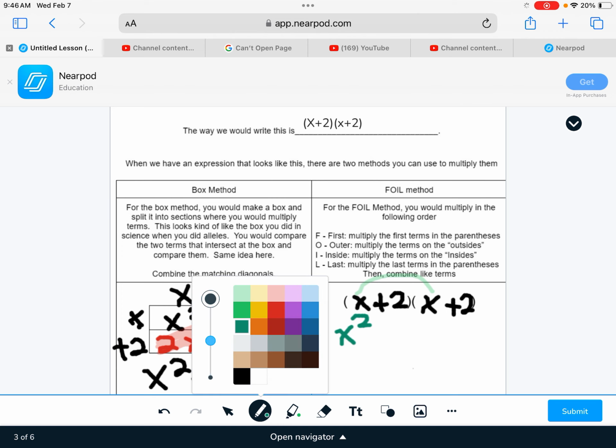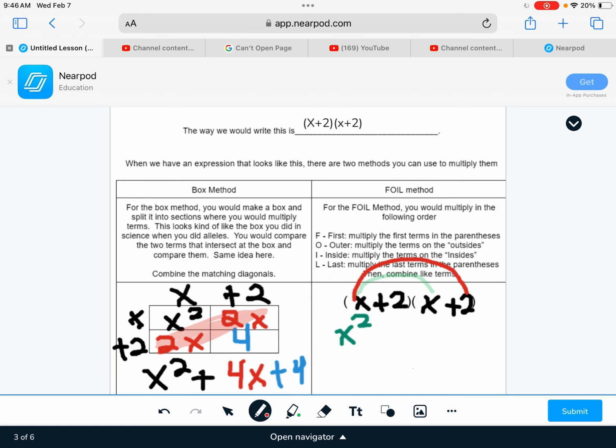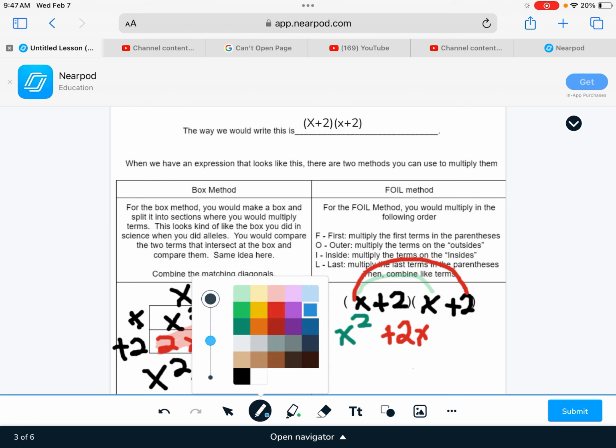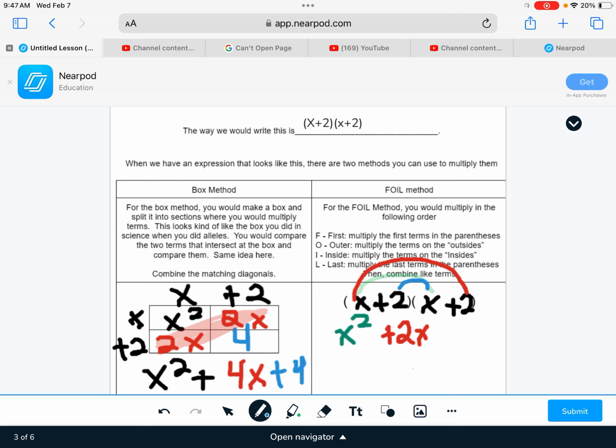Then I have O for outer, which terms are on the outer side. X and positive 2. When I multiply those together, I get a positive 2x. The inner terms come next, and those are the ones in the middle here, which is 2 times x, which is 2x, which I can be adding there.